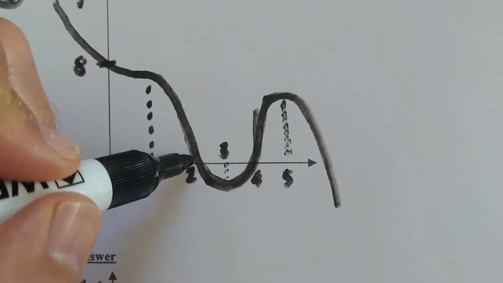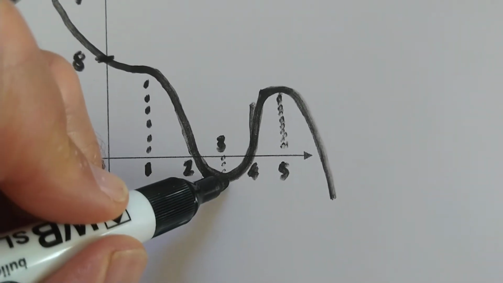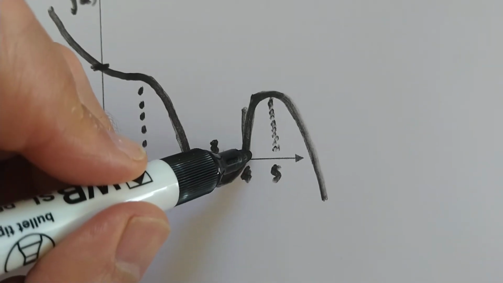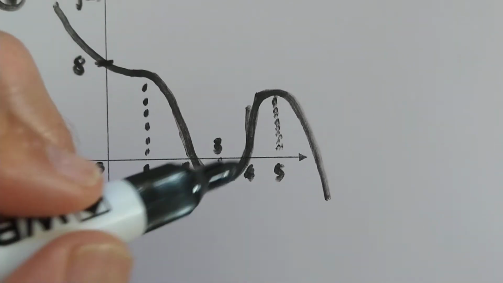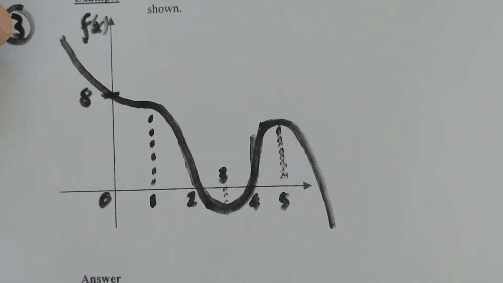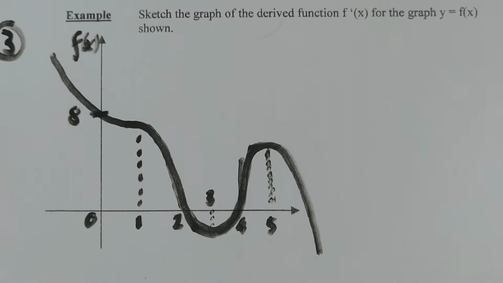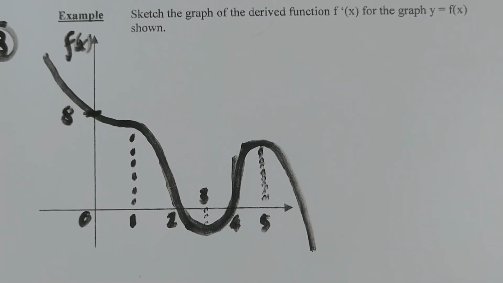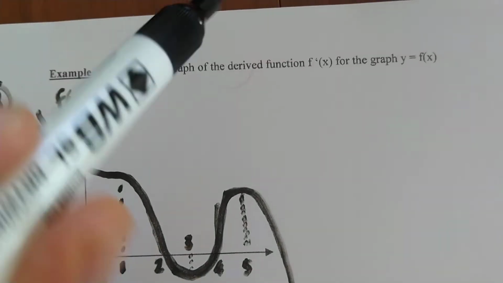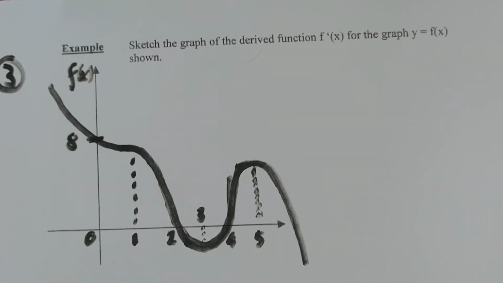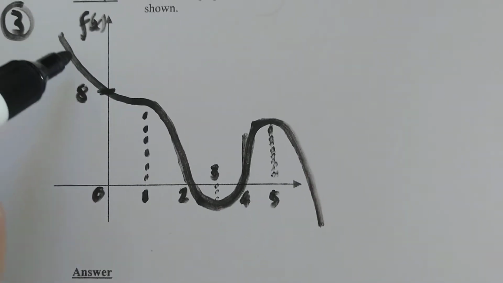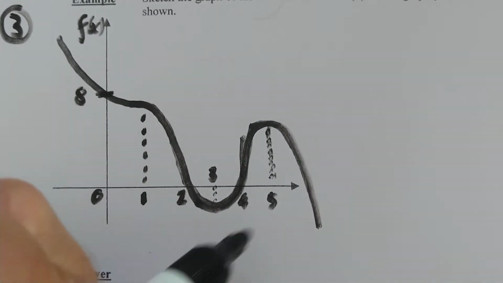Cuts the x-axis when x equals 2. A minimum turning point at x equals 3. Cuts the x-axis again when x equals 4. And a maximum turning point when x equals 5. So add that diagram to your notes, please, as smoothly as you can. And the question just says, sketch the derived function. We don't know the values of the gradients here, but we do know if they're positive or negative or 0.